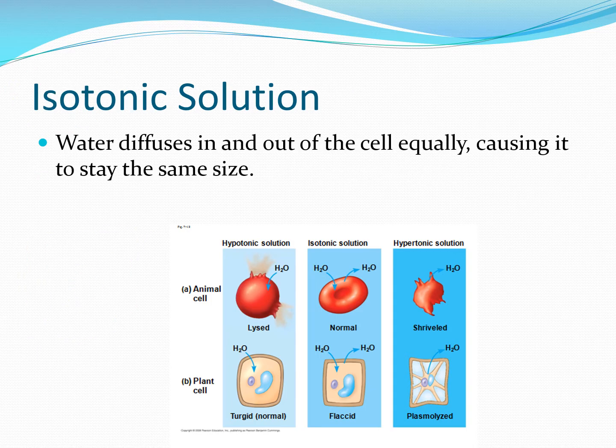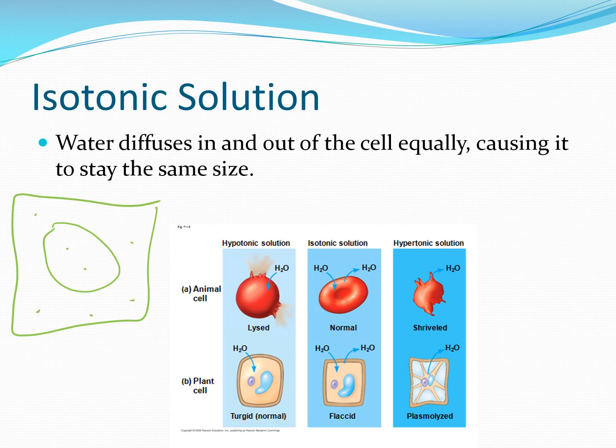So isotonic solution means that the water and the cell have the same concentration of stuff, so it's not as opposite as the other 2 examples. So the water kind of goes in and out, no big deal.